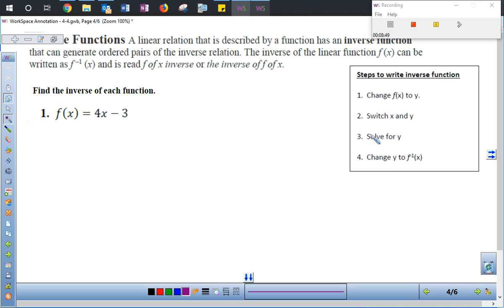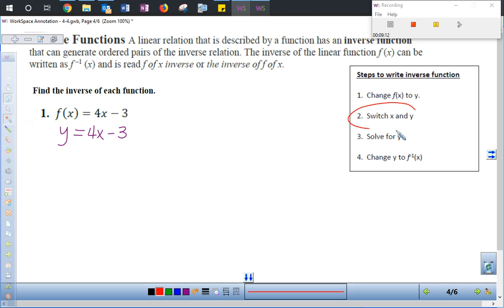Now these 4 steps are very logical. For example, the first step, we know we don't like to see f of x. We typically like to work with y instead of that. So the first step is really just to change that f of x to y and have our equation as y equals 4x minus 3.